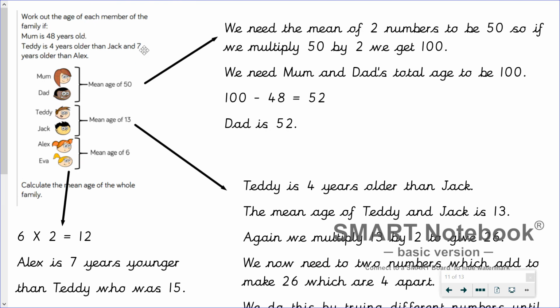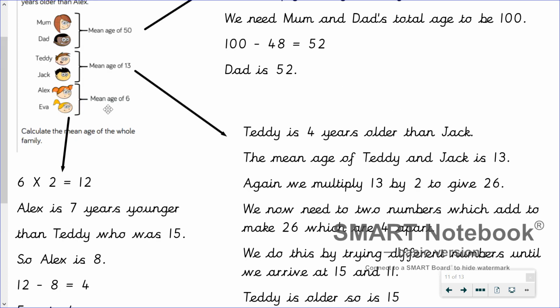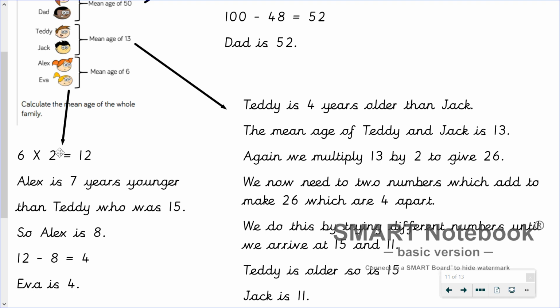And the last bit we're told is Teddy is older than Jack, but is 7 years older than Alex. So Teddy was 15, and he's 7 years older than Alex. First thing we do is find the total age of both of them. So 6 times 2 is 12. So Alex is 7 years younger than Teddy, who's 15. So we do 15 take 7, which gives us 8. So Alex is 8. We know their total age is 12. So that must mean 12 take 8 is 4, which means Eva is 4.